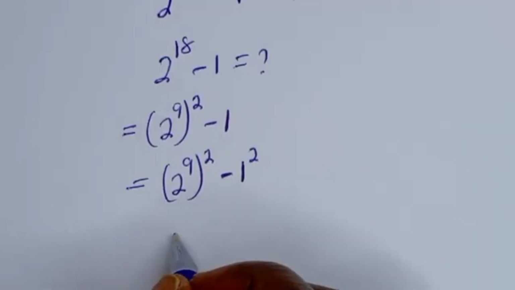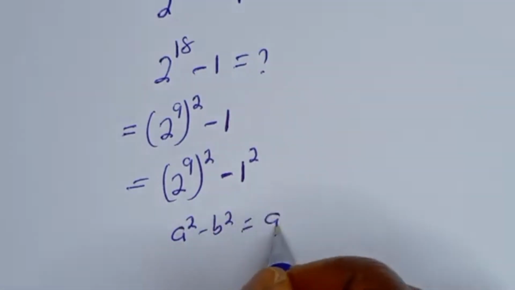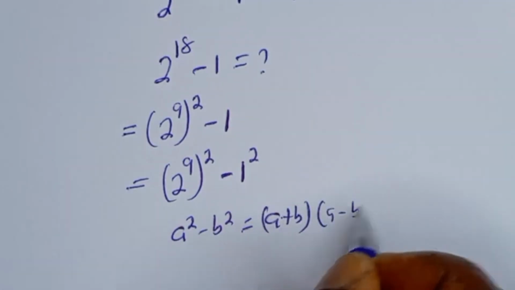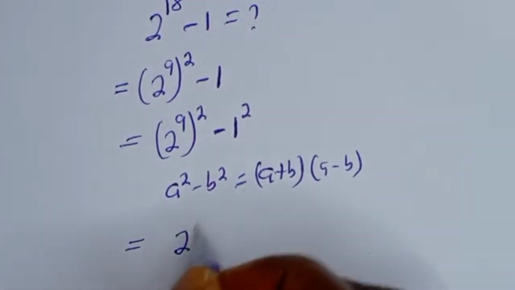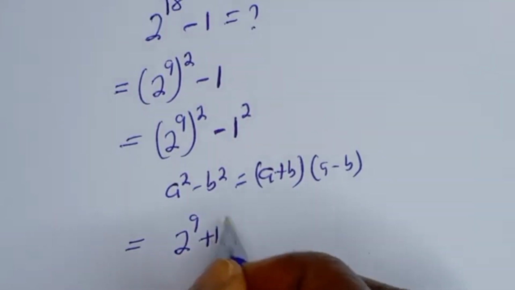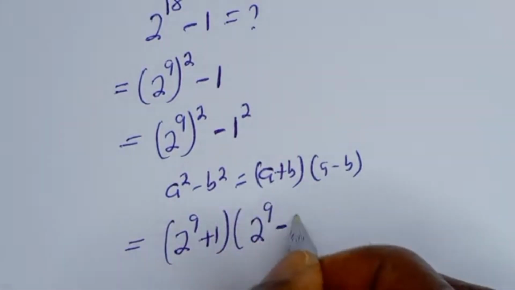Now, take note of this, that if you have a square minus b square, this is equal to a plus b bracket a minus b. Now, here it is equal to 2 to the power of 9 plus 1 bracket 2 to the power of 9 minus 1.